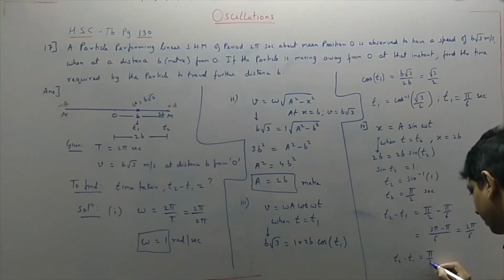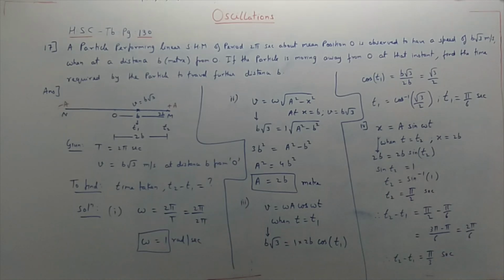So pi upon 3 radian, that is pi radian upon 3 seconds. So that is the final answer. So the sum number 17.